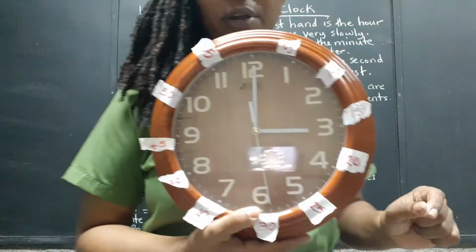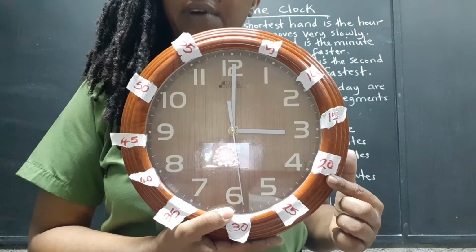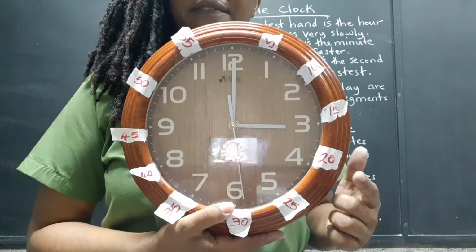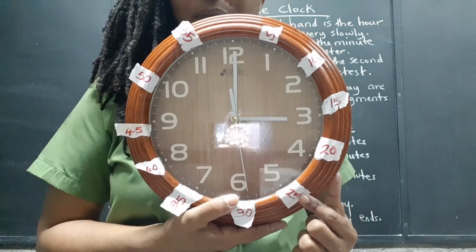A quarter of an hour has gone. When it's on the 4, it's 20 minutes, because 5 4s are 20. 5 5s are 25. So when the minute hand is on the 5, 25 minutes have gone.